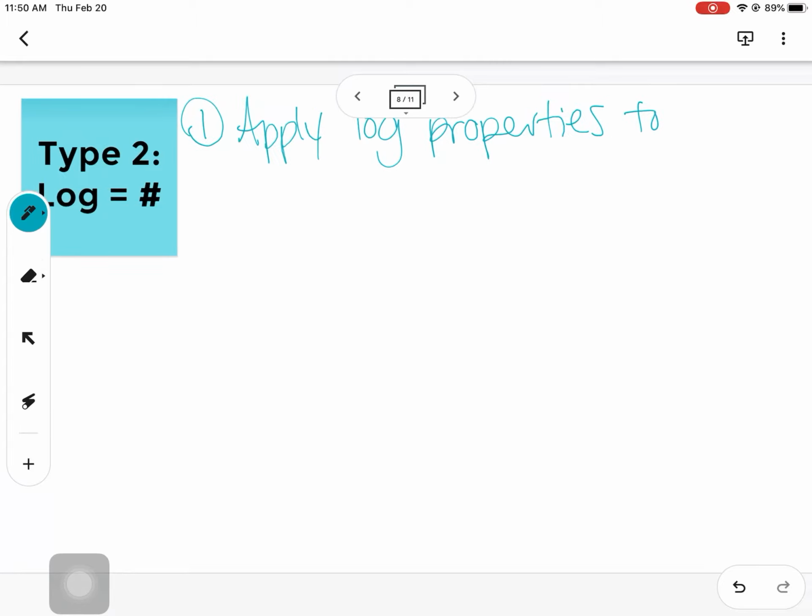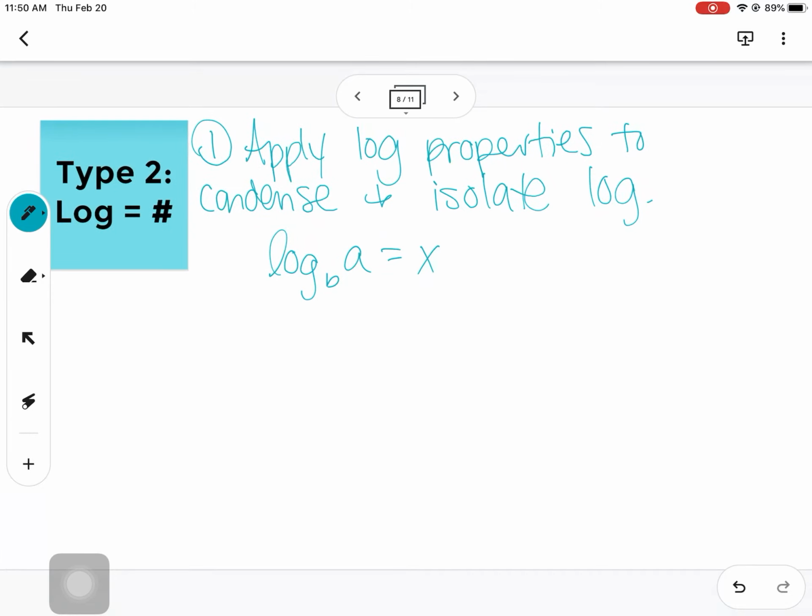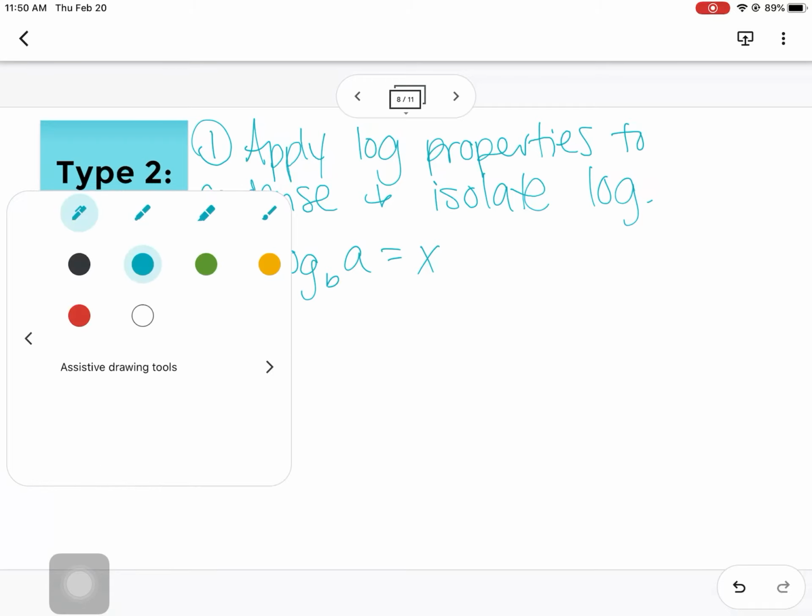So, first rule is to apply your log properties to condense. And you may have to isolate your log. Basically, when you're done with this, you want it to be log base b of a equals x. And if it doesn't look like that, keep going until it does.